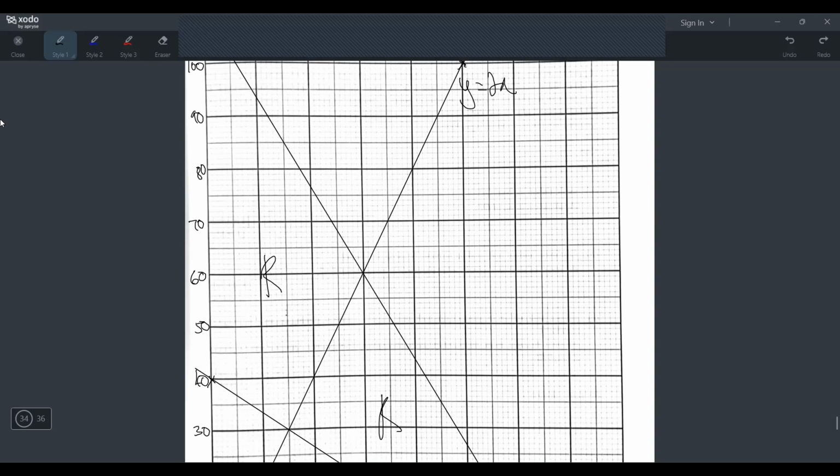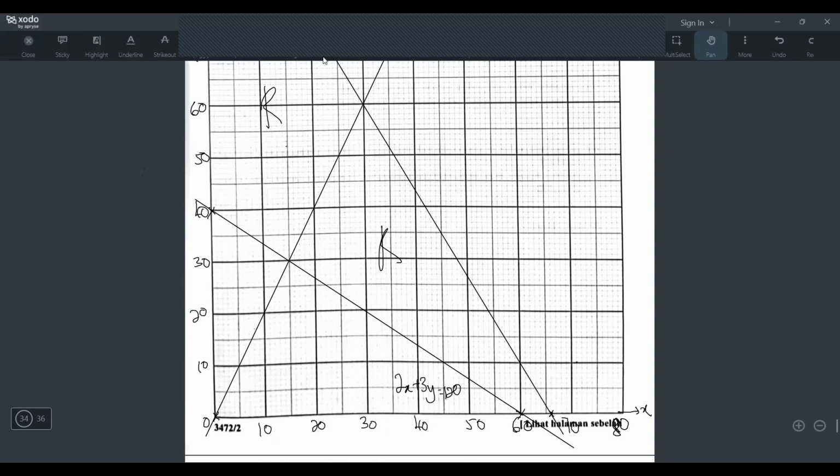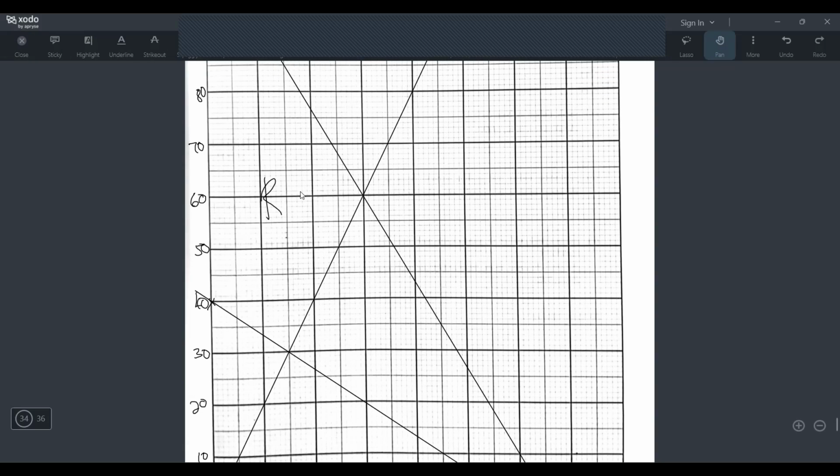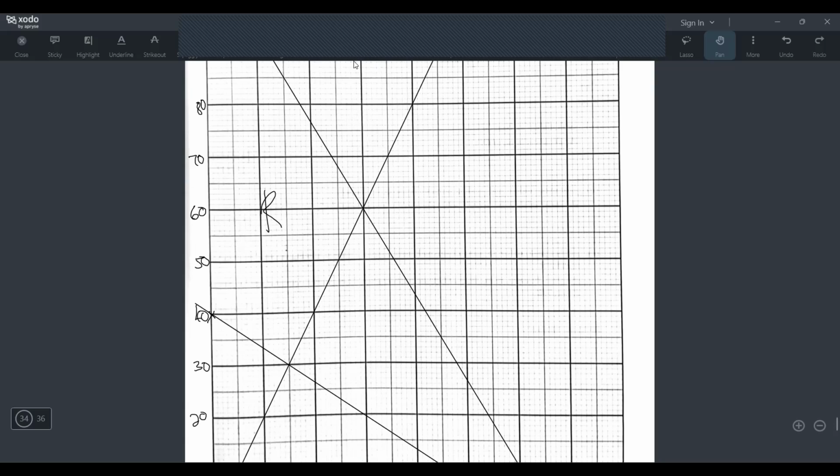But let's erase nicely, okay? So this one, make sure you erase, because if you write like this, then later they will think that's your shaded region, then it's wrong already. Okay, and then I make sure I write this nicely also. So this is your answer. This is your R.